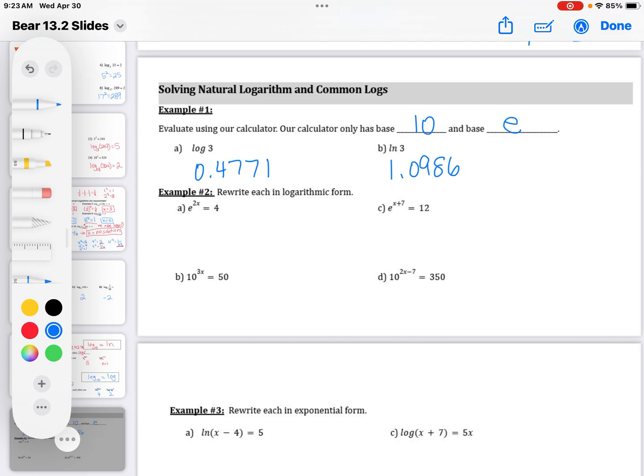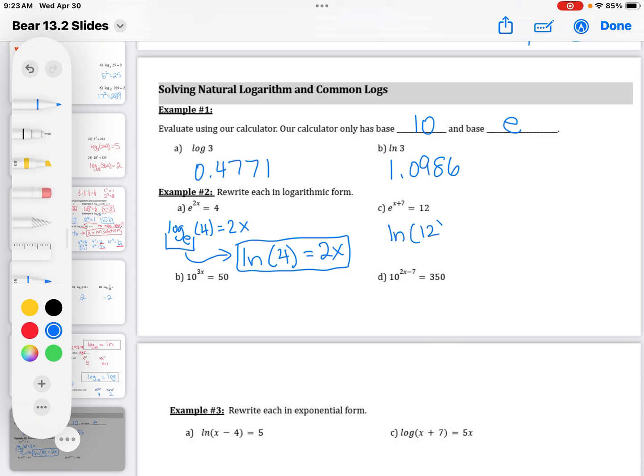So let's practice rewriting in logarithmic form for each of these. So e to the 2x equals 4. So I see e. So instead of writing log base e of 4 equals 2x, we're going to instead write ln 4 equals 2x. Okay? So then on the next one, instead of log base e of 12, we're going to write natural log of 12 equals x plus 7.